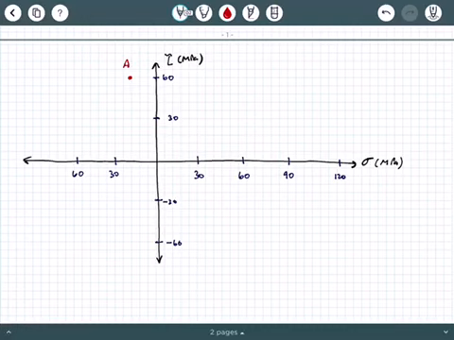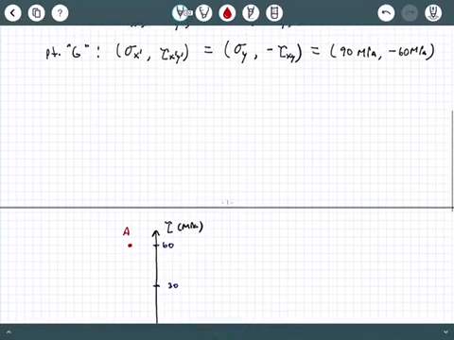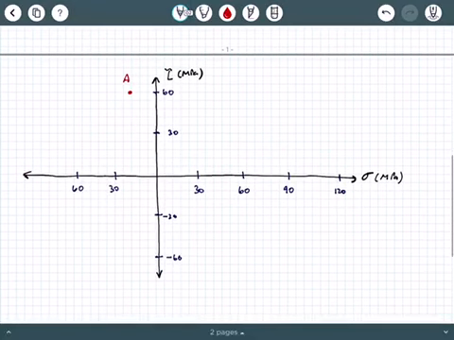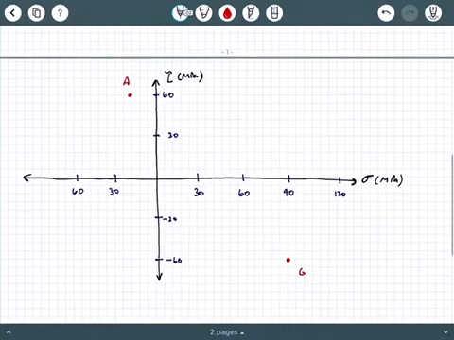Okay, so now we can more easily define our points. So point A was, if we look back up here, negative 20 comma 60. So we're going to go negative 20, so that's to the left, and then up 60. So that's going to be about right here as point A. And then point G was 90 comma negative 60. So to the right 90 and then down negative 60. So that's going to be right here.